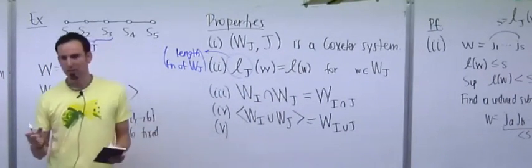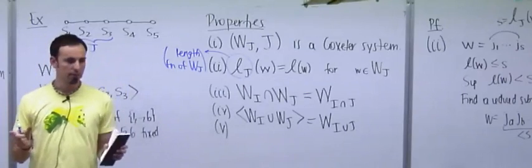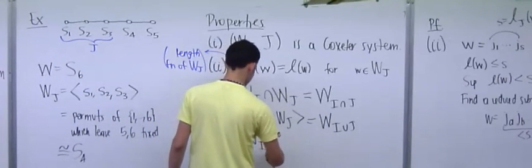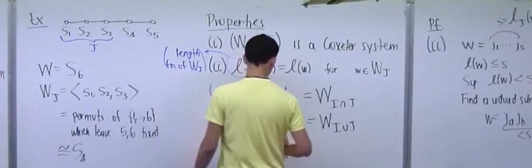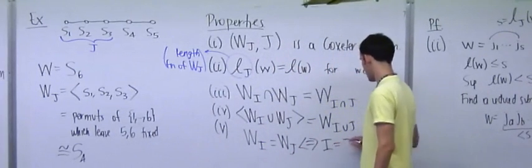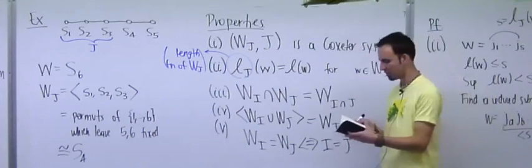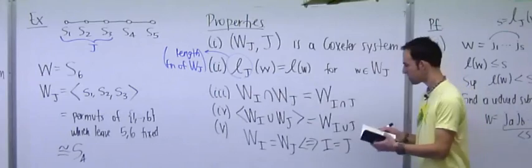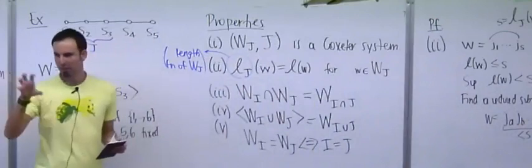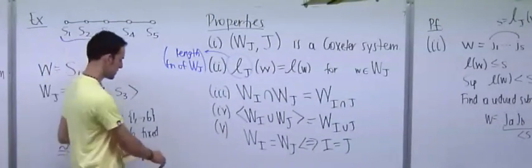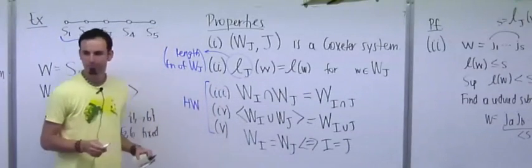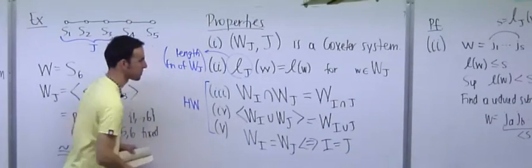And the last property is, I just want to say that different sets of generators give rise to different parabolic subgroups. So if two parabolic subgroups are the same, it's because really they're not two. They're the same one. So these are three nice properties that explain how the different parabolic subgroups relate. And this is one of the homework problems, just to check these things.